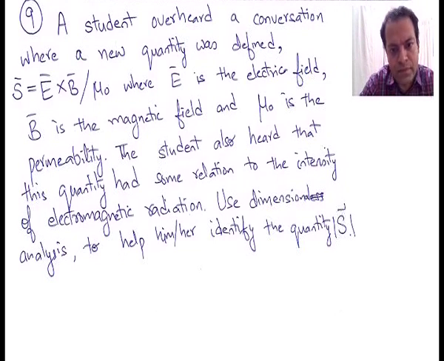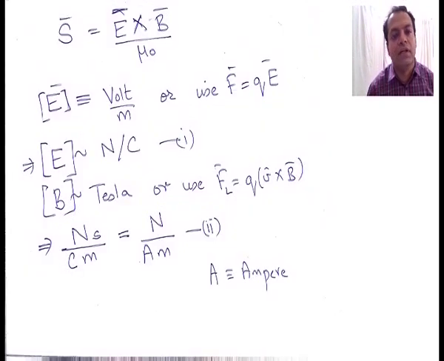It has some relation to intensity. He did not hear it completely, and we have to solve by using dimensional analysis and find out what this S could perhaps stand for. Let's proceed. S is E cross B by mu naught. The dimensions of the electric field are volts per meter.